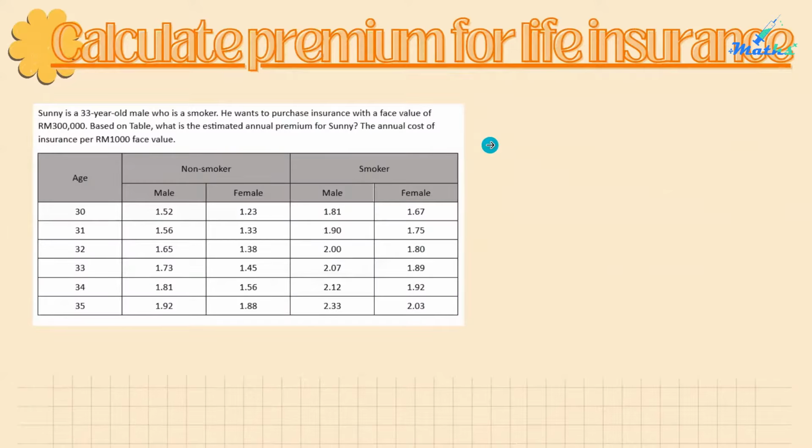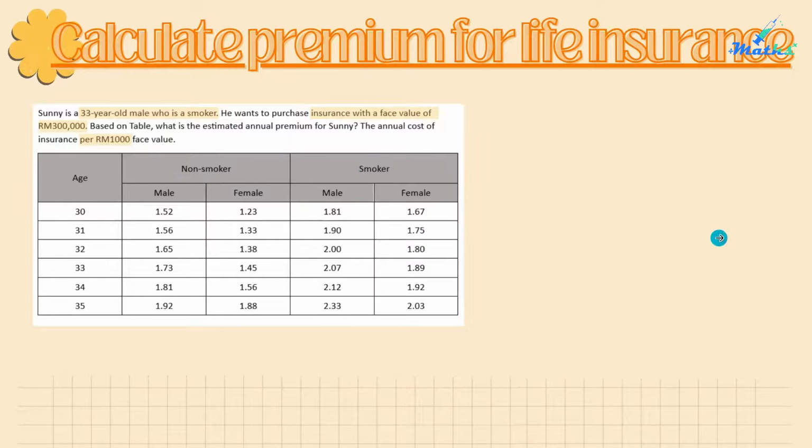Next, we'll calculate the premium for this question. Sunny is a 33 years old male who is a smoker. He wants to purchase insurance with a face value of 300,000. Based on the table, what is the estimated annual premium for Sunny? The annual cost of insurance is per 1000 face value.